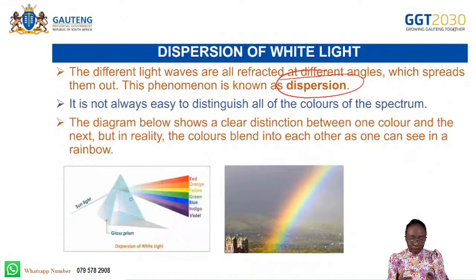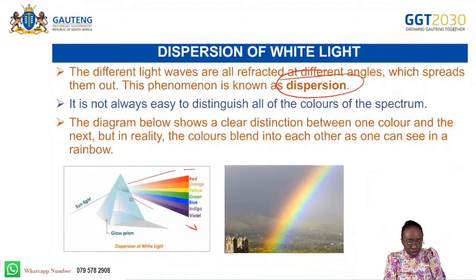Dispersion happens, they bend. So the one that bends the most is the one that is at the bottom. The one that bends the least is the one that is at the top. The one at the bottom bends the most. It has the shortest wavelength and the highest frequency. The one that bends the least naturally goes at the top.